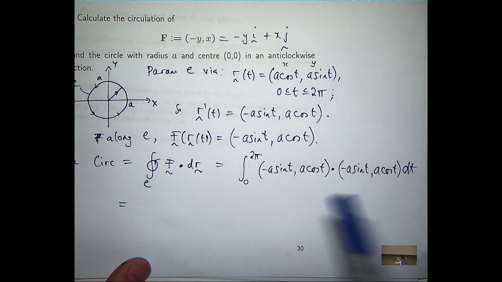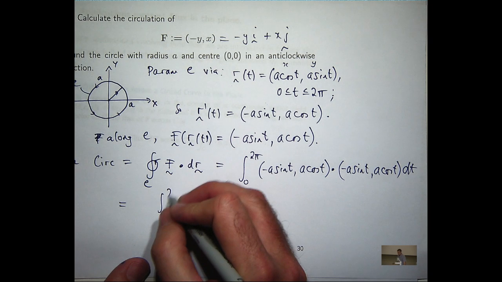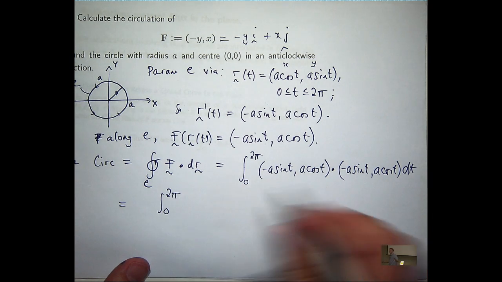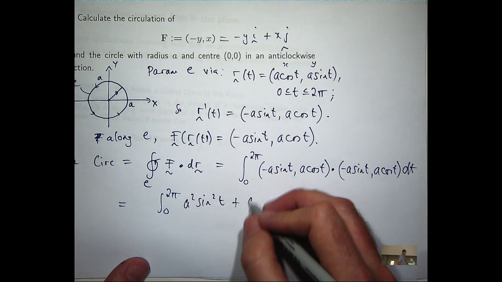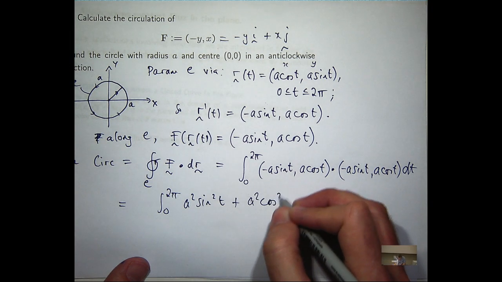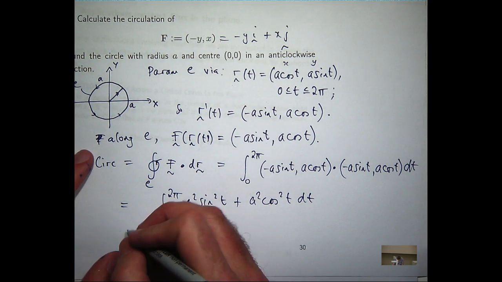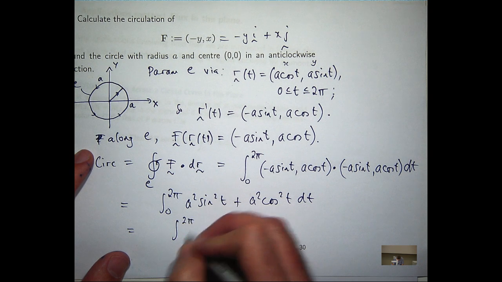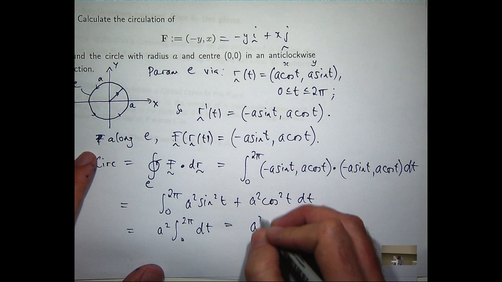So if I expand, look what's going to happen. I'm going to get A squared sine squared t plus A squared cosine squared t. So now you can see, of course, cosine squared plus sine squared equals 1. So it's just this. Let's go with that.